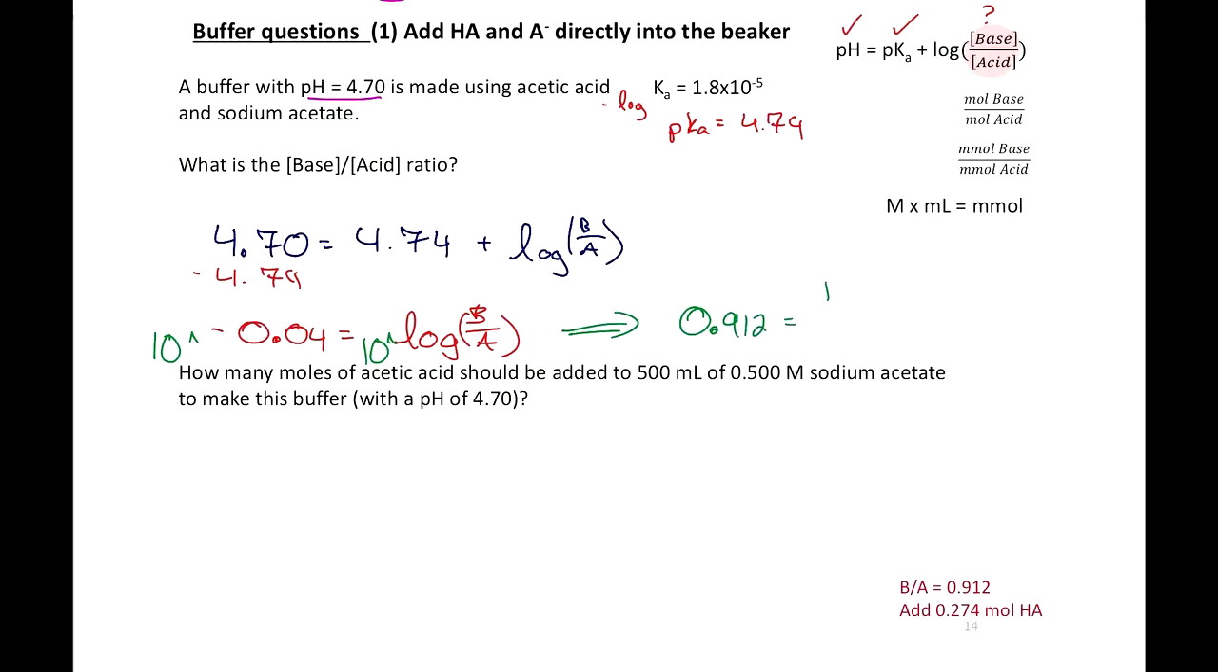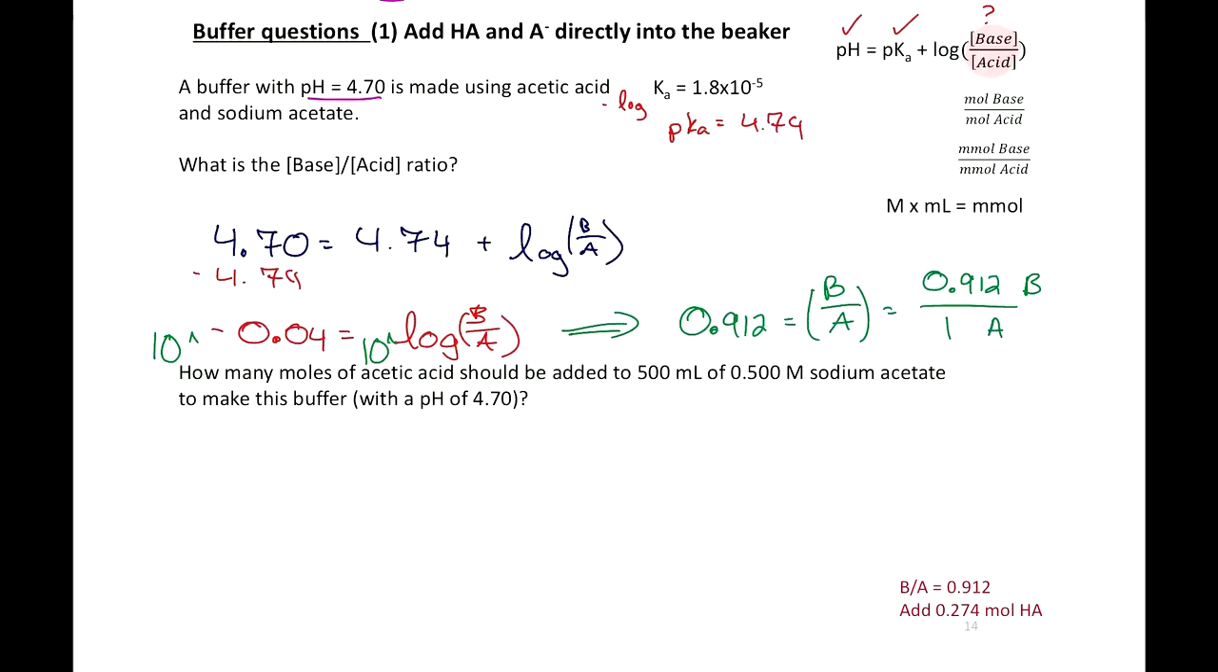0.912. And so that is what the base to acid ratio is, 0.912. So yes, that's the ratio. So let's remind ourselves how we can use this ratio. I like to put that number we just calculated over 1. So 0.912 over 1. What this means is for every 1 unit of acid we have to have 0.912 units of the base present.